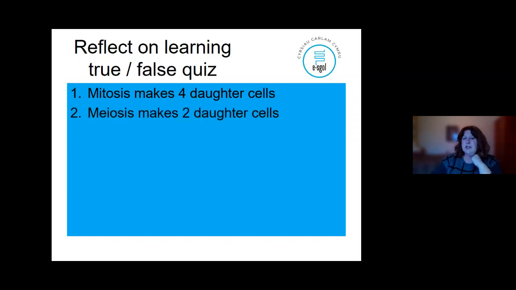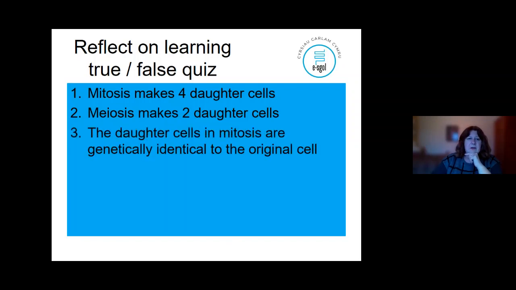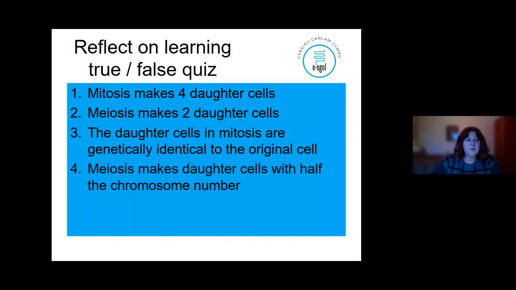Meiosis makes 2 daughter cells, true or false? 3, the daughter cells in mitosis are genetically identical to the original cell, true or false? Number 4, meiosis makes daughter cells with half the chromosome number. Is that true or false? And our last part, mitosis is used to make the sex cells, true or false?